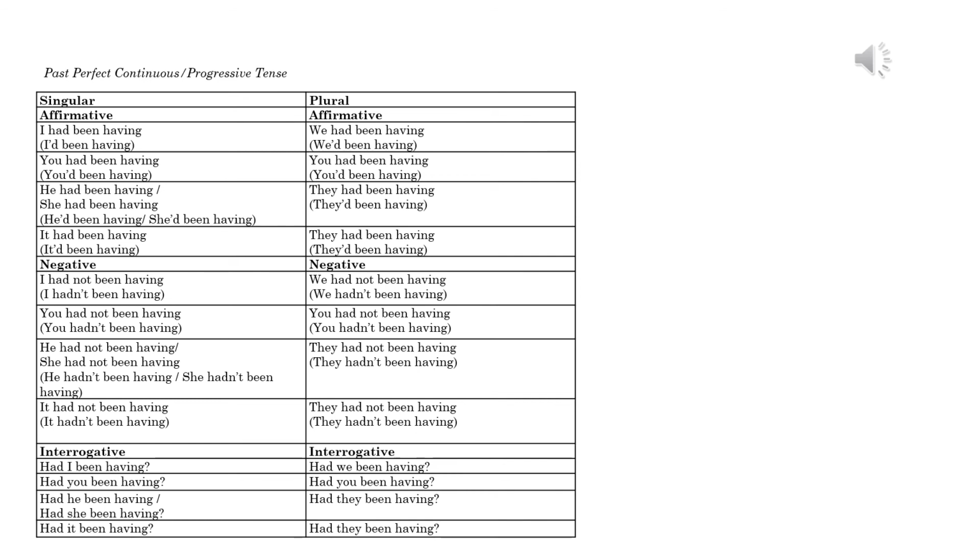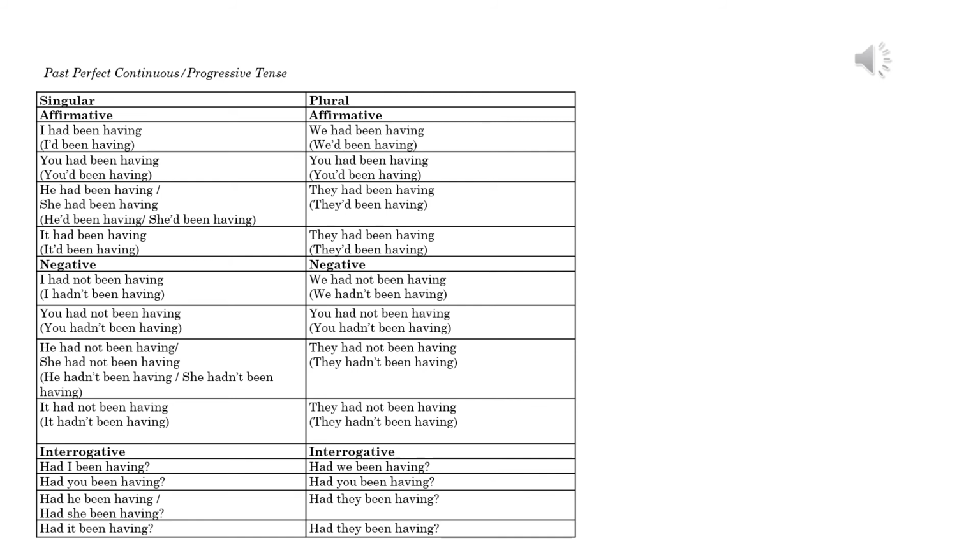Negative. I had not been having. I hadn't been having. You had not been having. You hadn't been having. He had not been having. She had not been having. He hadn't been having. She hadn't been having. It had not been having. It hadn't been having. We had not been having. We hadn't been having. You had not been having. You hadn't been having. They had not been having. They hadn't been having.